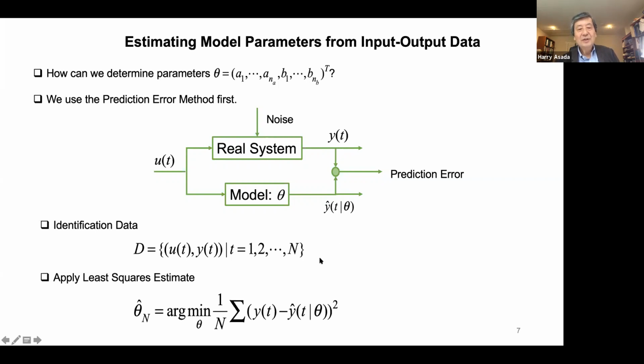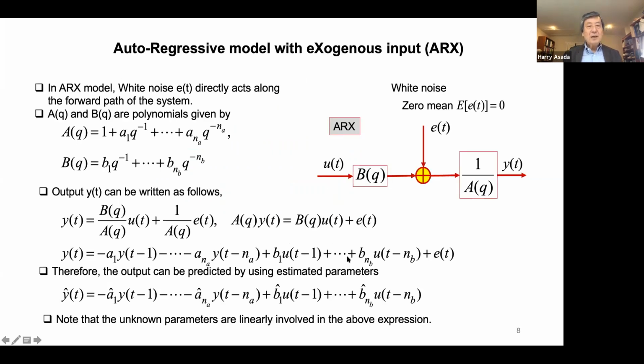Well, for neural nets, the emphasis is basically nonlinearity, and a system identification of this type is basically dynamics. That's actually the difference, but the formulation is very similar. Okay, now let's look at the autoregressive model with exogenous input, the ARX.